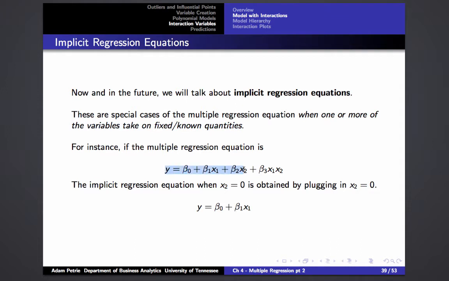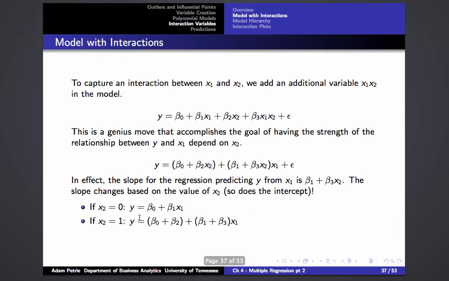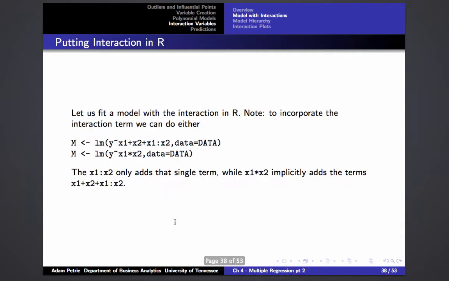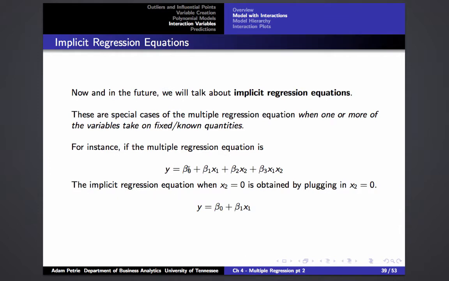So for instance, we started out with that multiple regression equation, having that interaction between x1 and x2. And on the previous slide, we plugged in the value x2 is equal to 0 to obtain this equation. This equation is what I'm going to call an implicit regression equation. It is the implicit regression equation relating y and x1 when x2 is equal to 0. Going back two slides, this would be the implicit regression equation between y and x1 when x2 is equal to 1. So it's the equation implied by the multiple regression when one of the variables assumes a particular quantity.